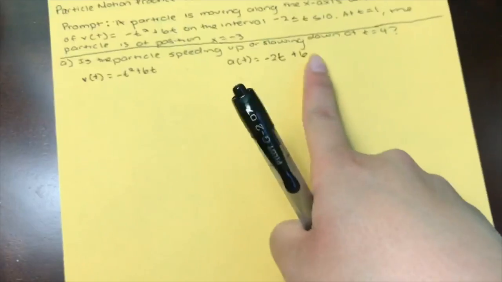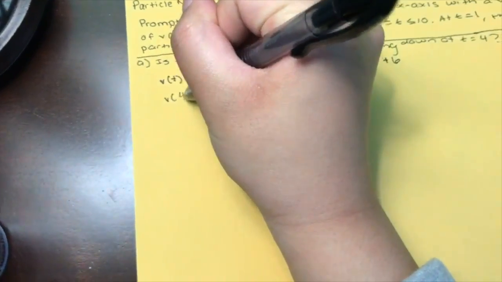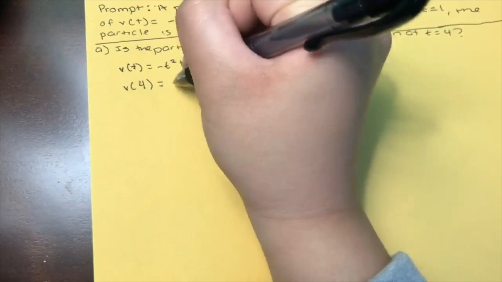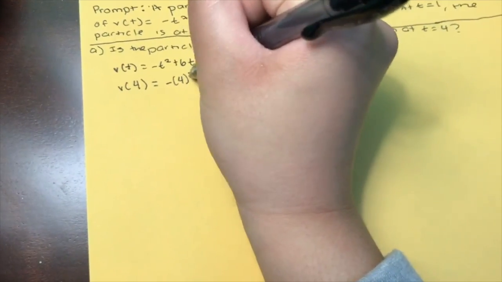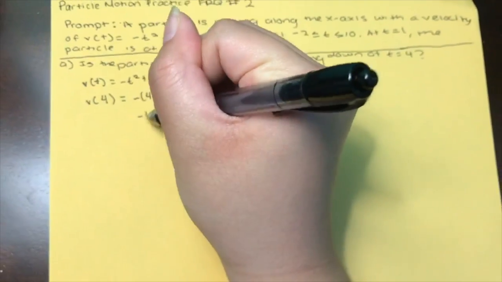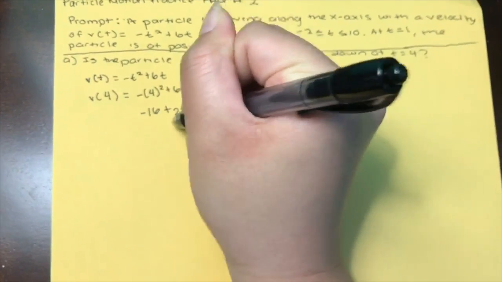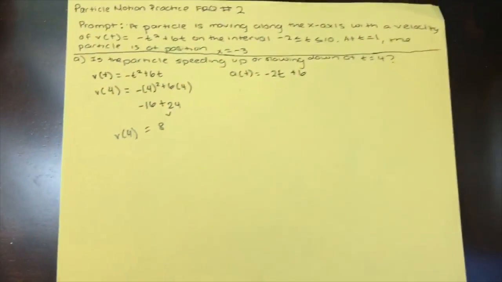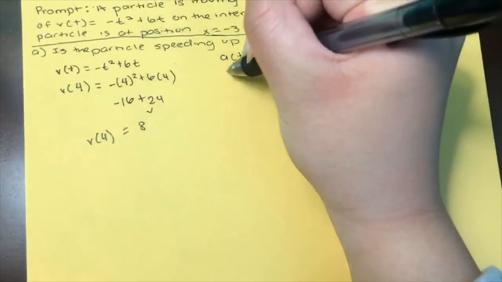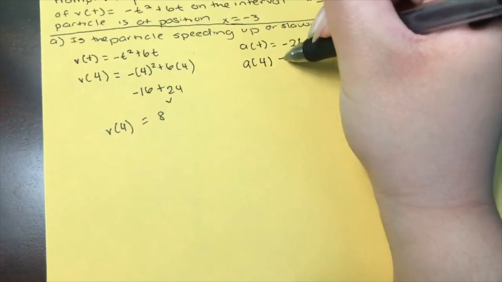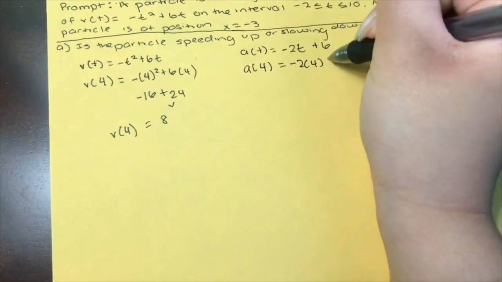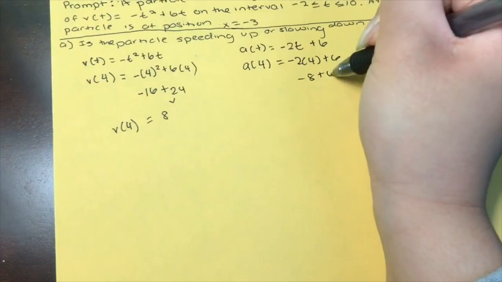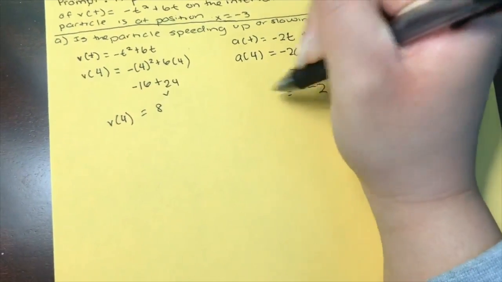And since it's asking at t equals 4, you just plug in 4 and then you'll get your answer. Negative 4 squared plus 6 times 4, which should be negative 16 plus 24, and that would equal 8. And then for acceleration, you just plug in 4 again. Negative 2 times 4 plus 6, negative 8 plus 6, which becomes negative 2.